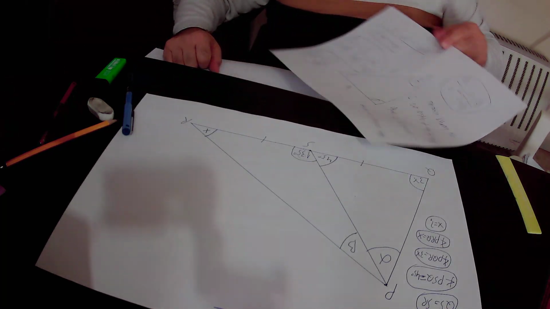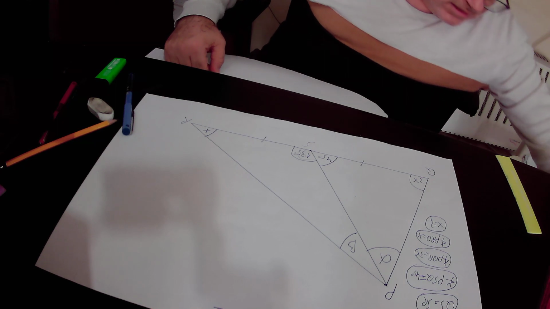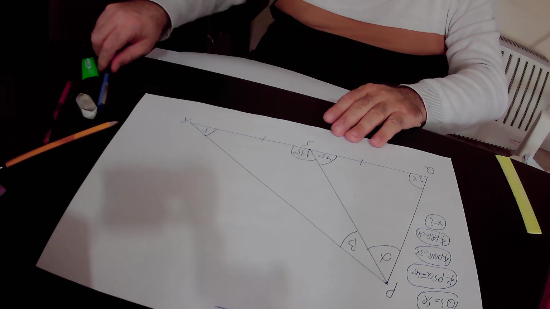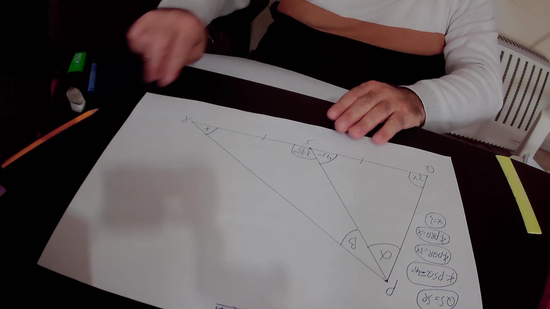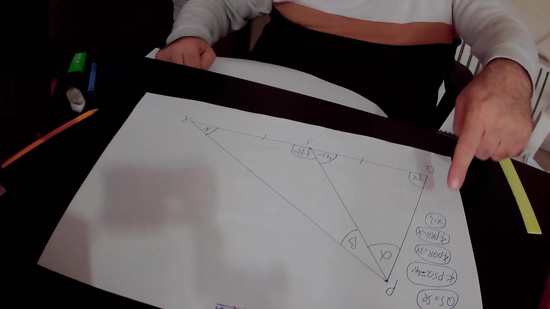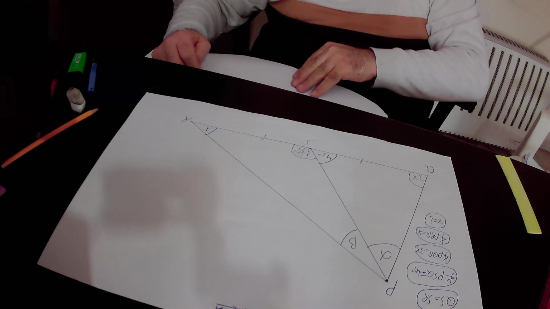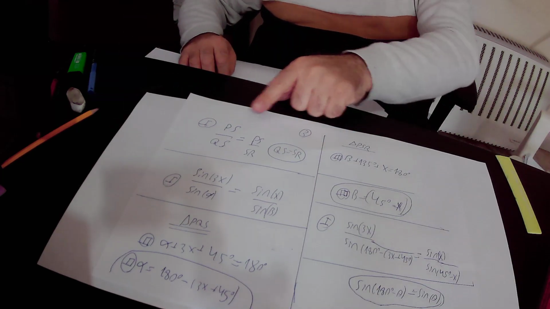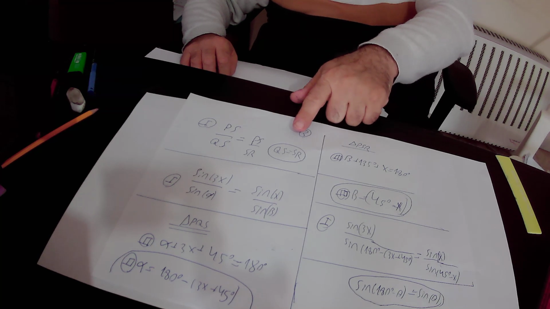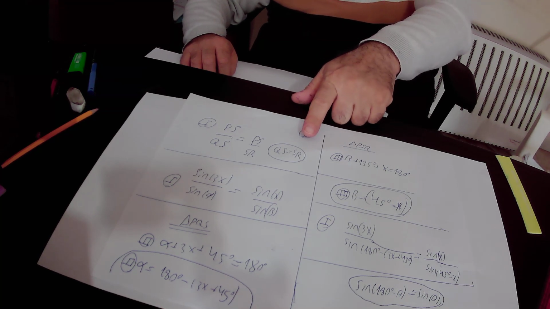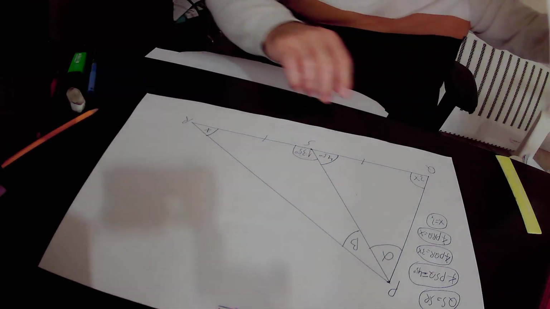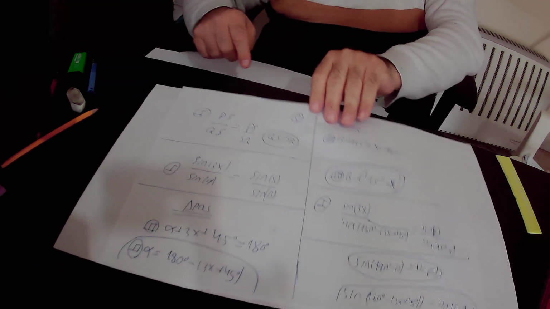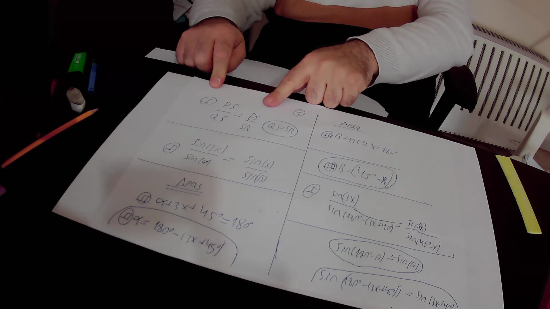Then we focused on our triangle, on our drawing. We know that PS over QS will be equal to PS over SR. Why? Because QS is equal to SR according to what is given as the equation. QS equals SR. Therefore, equation number 1 is true.